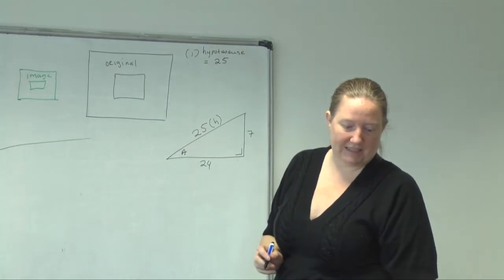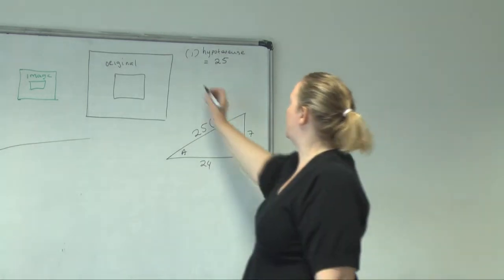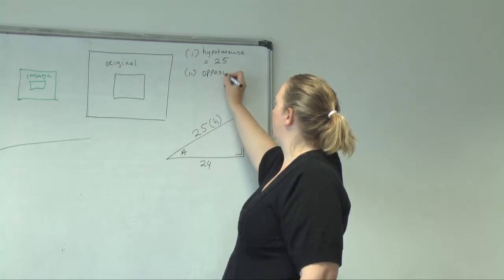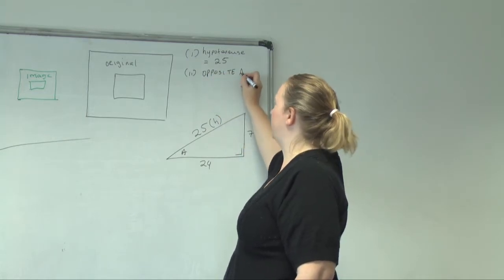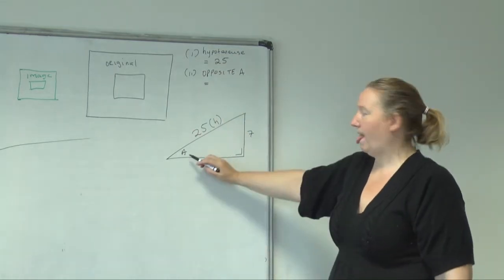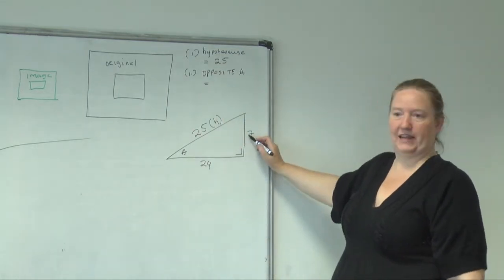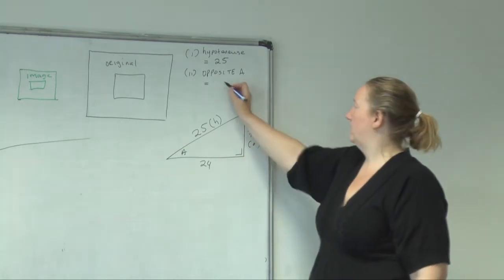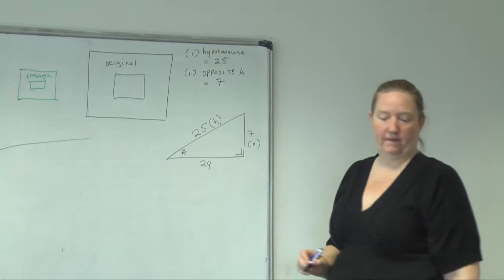Now they want you to state the length of the side opposite A. Now they've made this really easy. They even told you what it is, opposite A. So the one that's right opposite A is the one across here. That's your opposite line. So in this case it's 7.